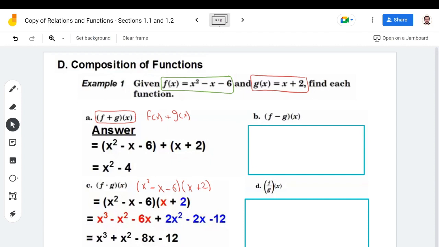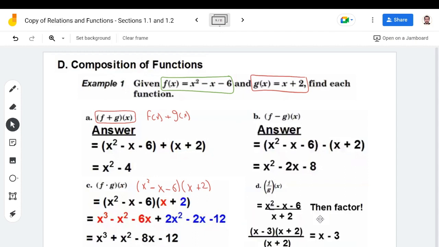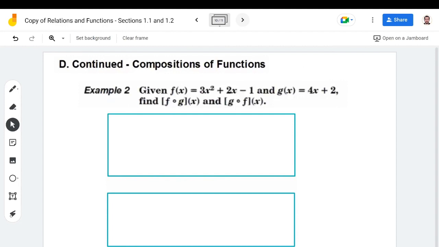Let me show you the answer for both of them. As you can see here, the minus should be something like this. Then we have the division, x minus 3. Okay, clear? It's okay. You can just cut from any other one.